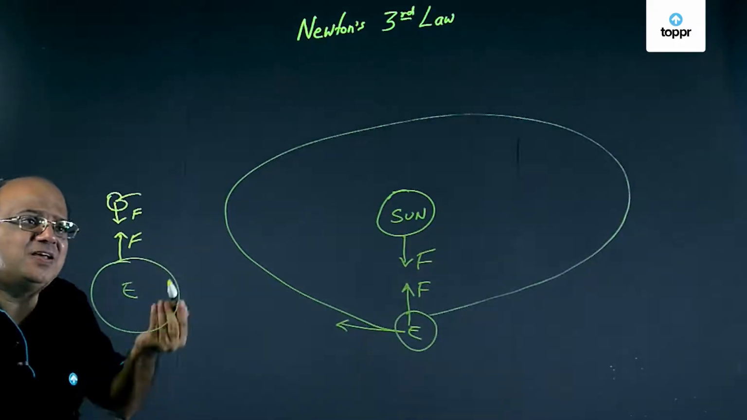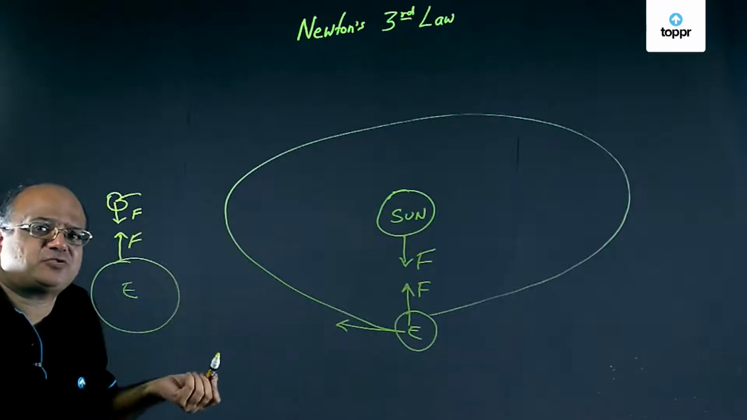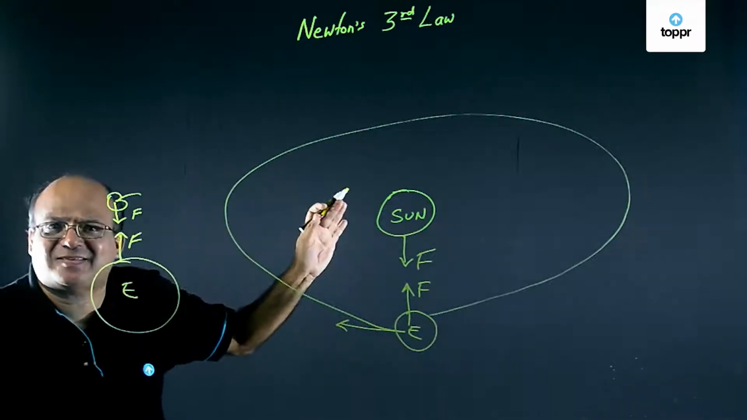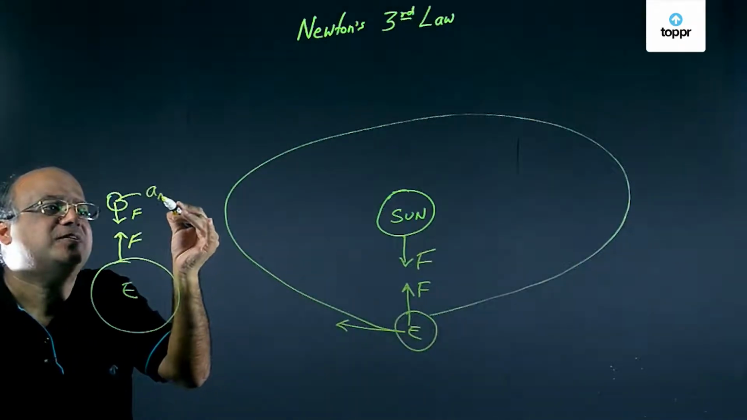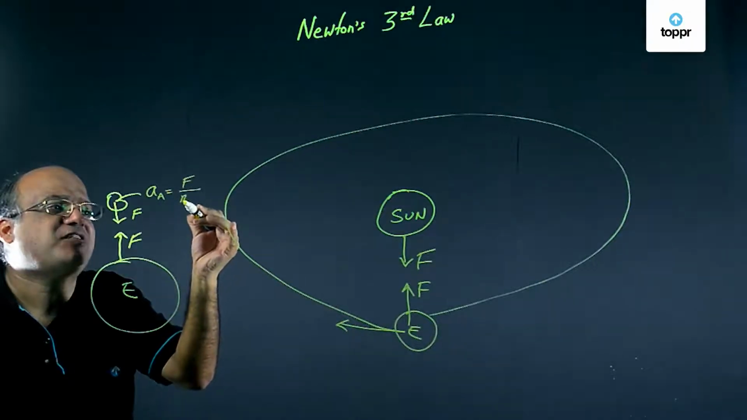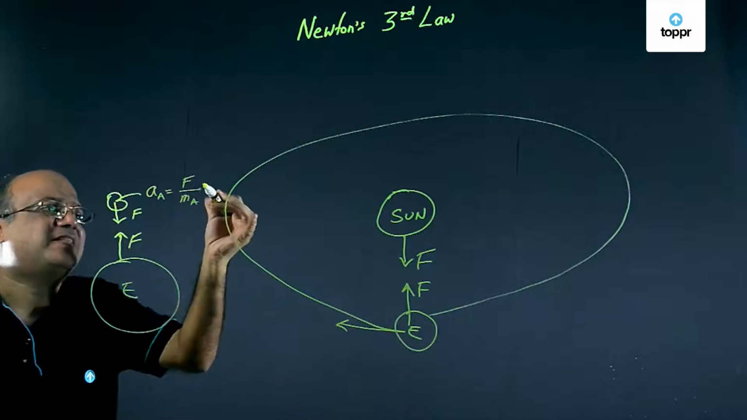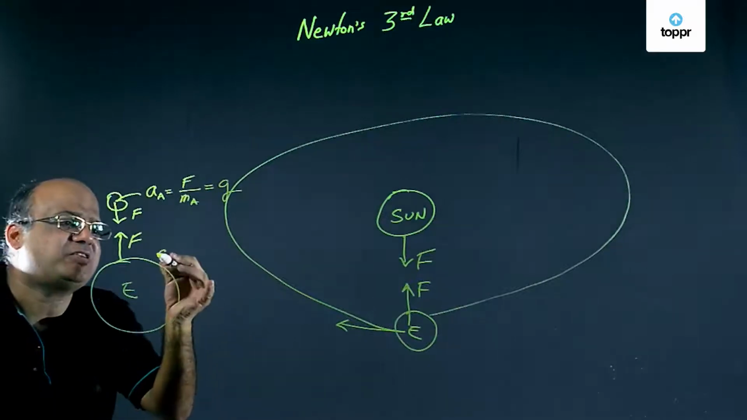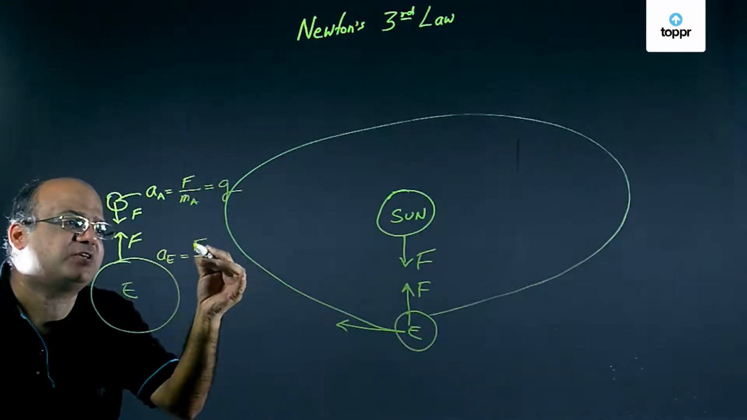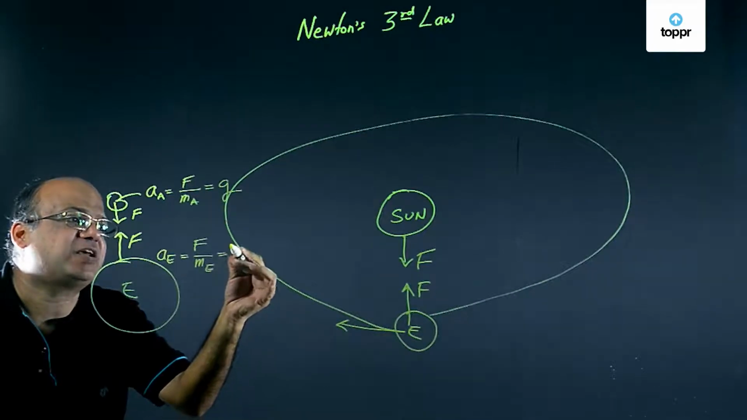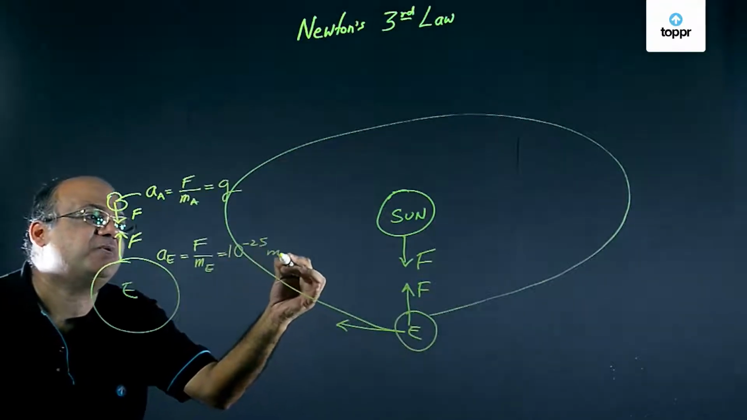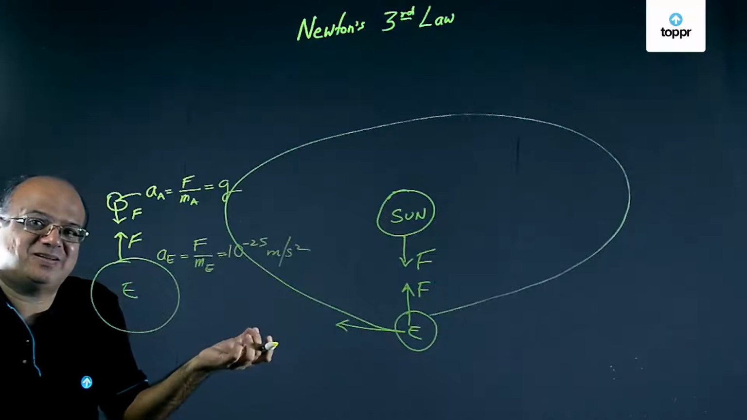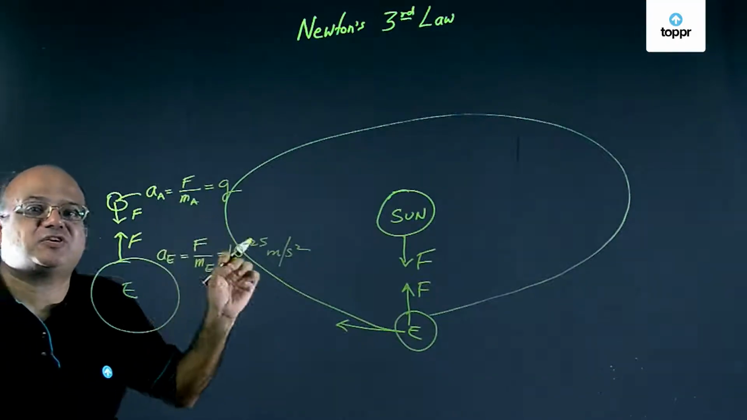Then you may ask, if you drop the apple, it falls to the earth. Does the earth fall towards the apple? Again the answer is yes. Because acceleration of apple will be this force by mass of apple, Newton's second law. And that will come out to be g, 9.8 meter per second squared. The acceleration of the earth will not be zero. It will be that same force by mass of earth. And this will come out to be 10 to the power minus 25 meter per second squared. You may think, how is that possible? It must be true for Newton's third law to be correct.